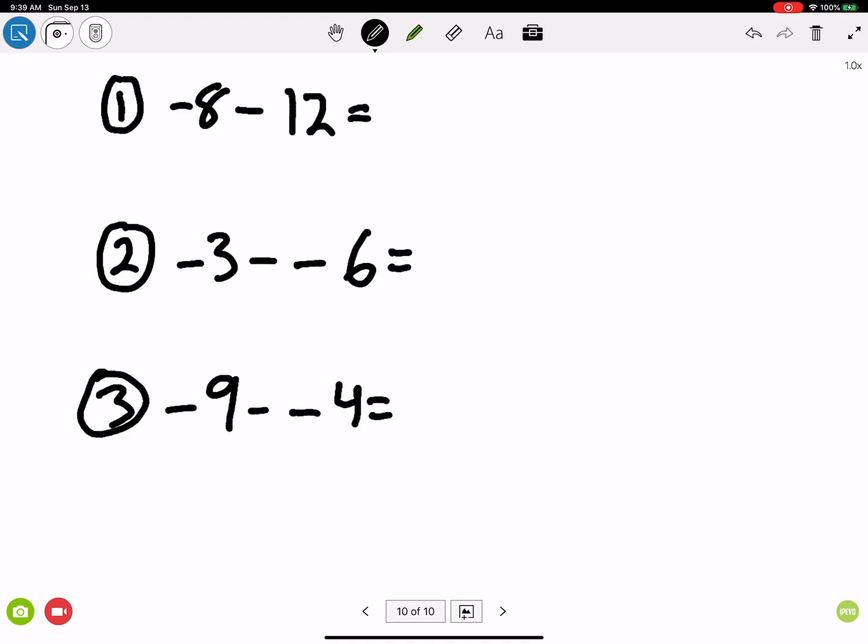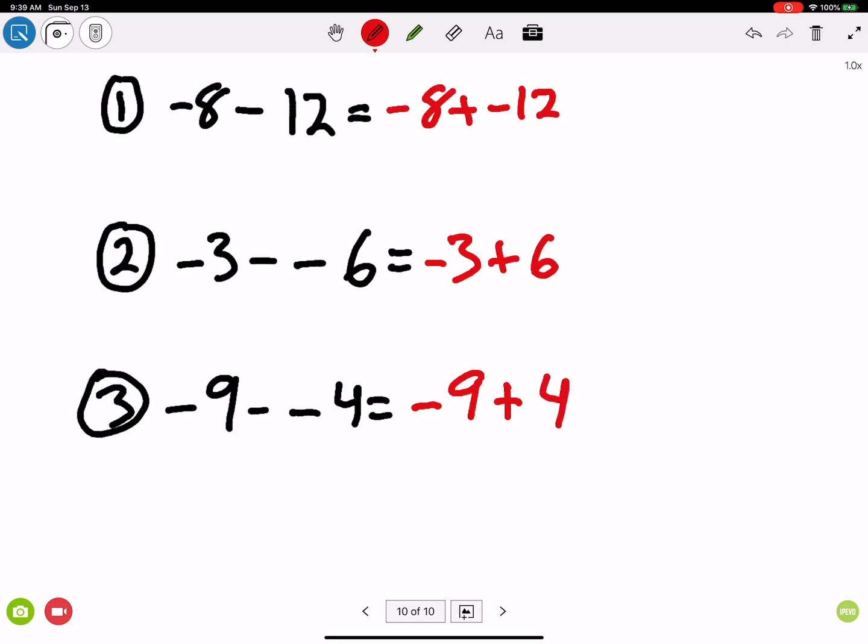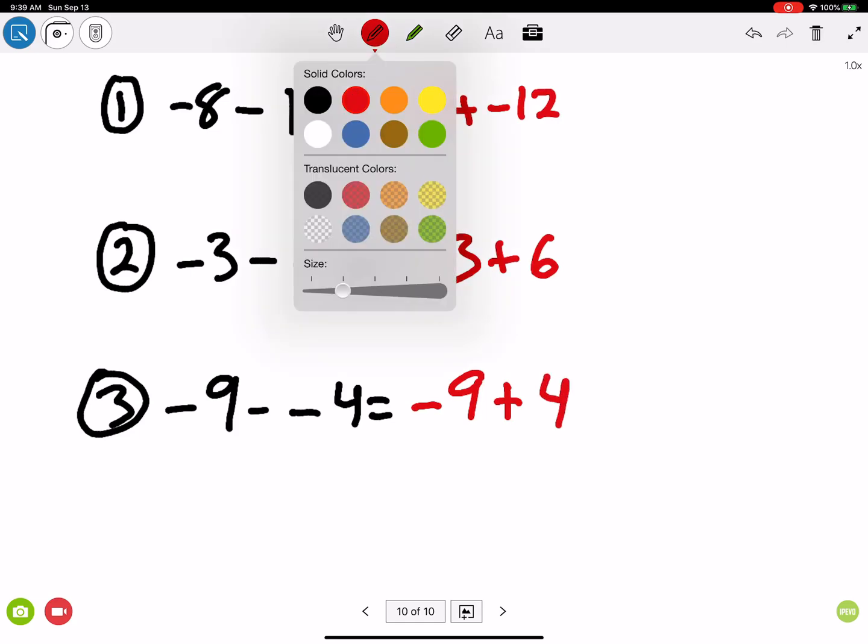All right, so if I changed all these to their equivalent addition problems, I would have gotten negative 8 plus, changing subtraction to its opposite, and then this positive 12 becomes its opposite, which is negative 12. Negative 3 is my starting point. Minus becomes a plus. Negative 6, its opposite is positive 6. And in number 3, negative 9, the minus becomes a plus, and the negative 4 becomes a positive 4. Okay?